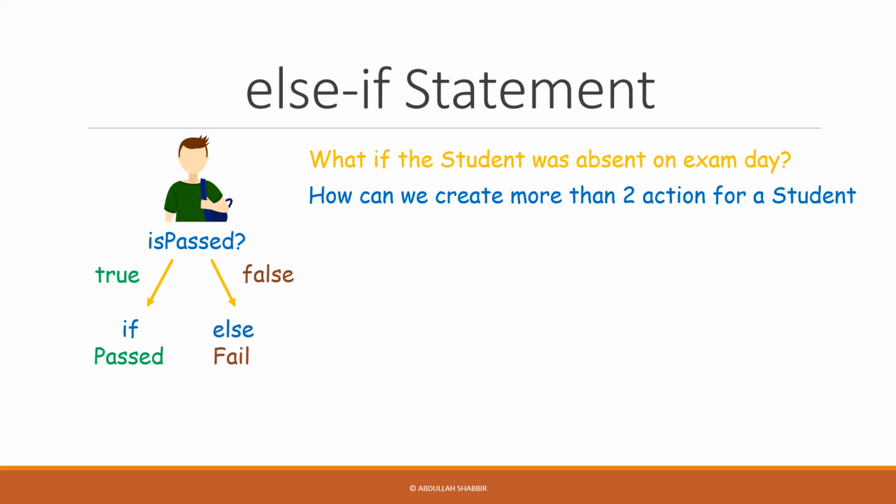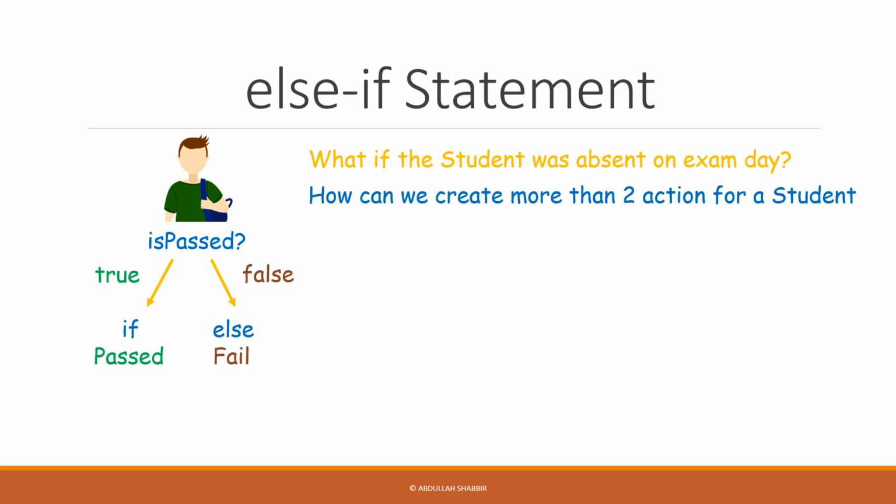There are a lot of decision-making scenarios that require more than two pathways to take. Like for our student grade application, what if the student was sick and did not attempt the exam? We might want to reschedule the exam and print out absent in the report. But right now, we only have the option to pass or fail the student. So how can we build off our if-else statement to include more than these two options?